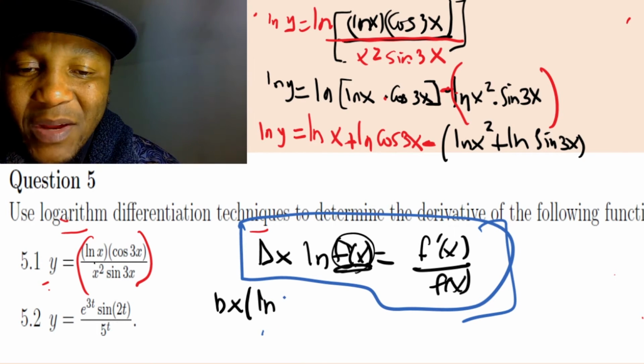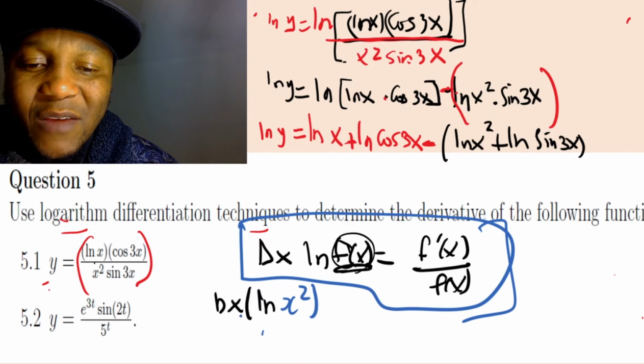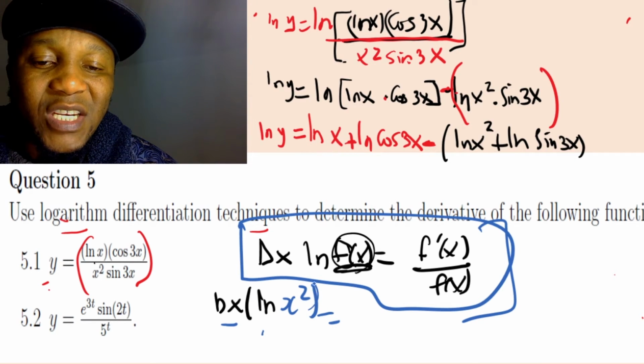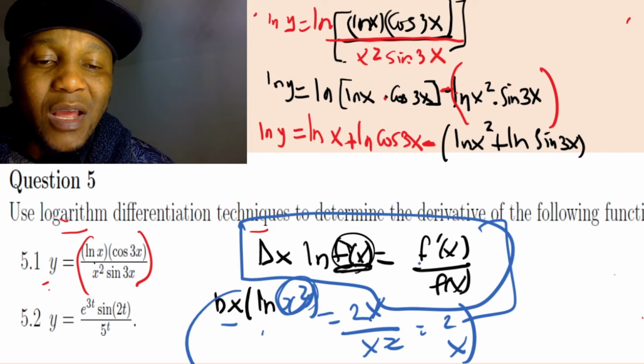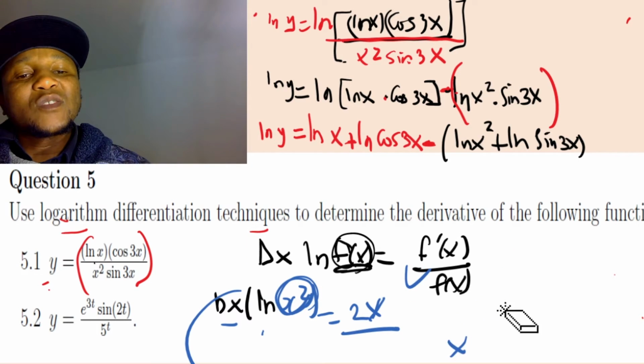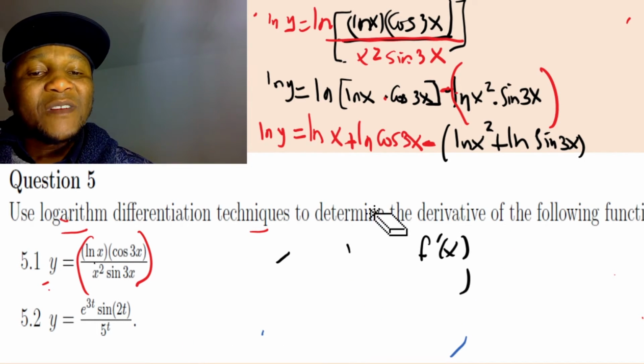For example, somebody gives you ln of x squared to differentiate. I differentiate whatever I have here, I get 2x, and then put it over exactly what I have in the expression, and then simplify: it equals 2 over x. This is not part of the question, but this one is. Okay, so now we're going to go back and differentiate each one.